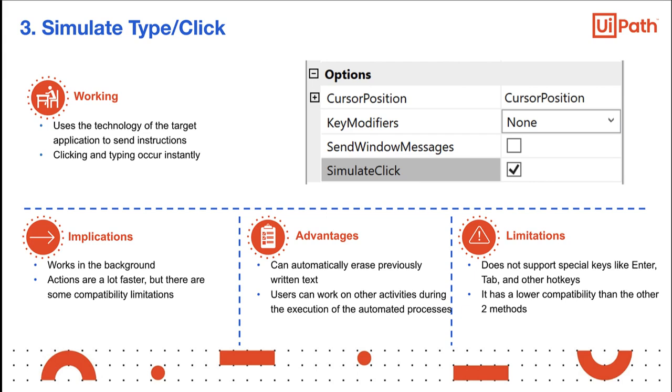The Simulate Input method can be activated from the Properties tab by checking the Simulate Type and Simulate Click boxes. This method captures human actions performed with the help of a mouse. This method uses the technology of the target application for sending instructions. It is the fastest of the three input methods, but only works with applications whose controls react to the commands sent. This method can function in the background. By default, this method erases the existing text in a UI element, but doesn't support hotkeys and special keys.